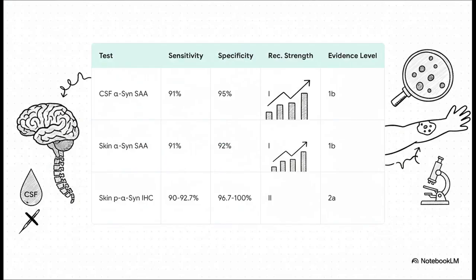Now look at the data. What's striking here is the high and directly comparable diagnostic performance. Pooled data show sensitivities and specificities well over 90% for both the CSF and the skin SAA. The validation of a less invasive skin biopsy is a game changer. It gives us a powerful alternative for patients where a lumbar puncture is either contraindicated or simply declined. And as you can see, immunohistochemistry for phosphorylated alpha-synuclein remains a very strong secondary option.